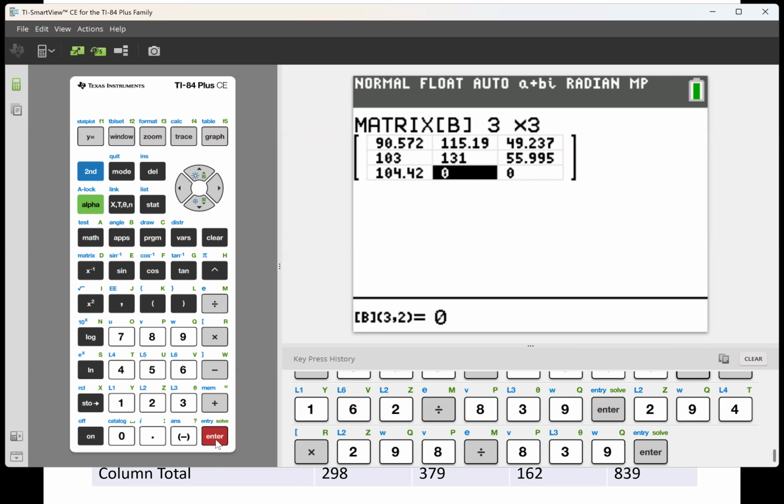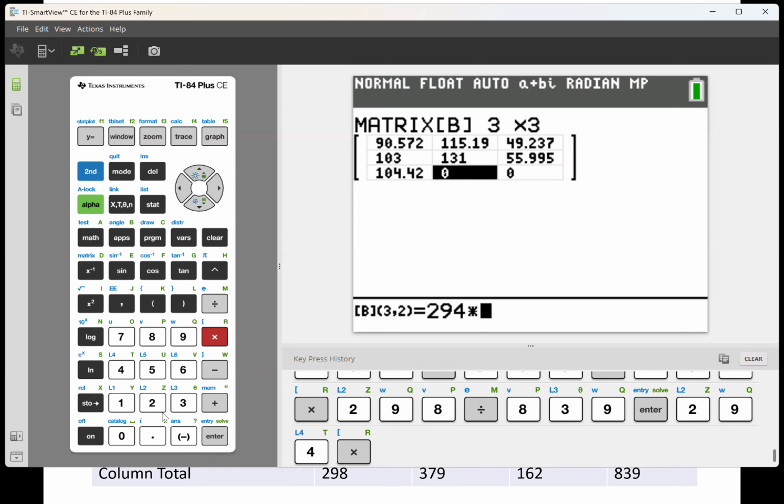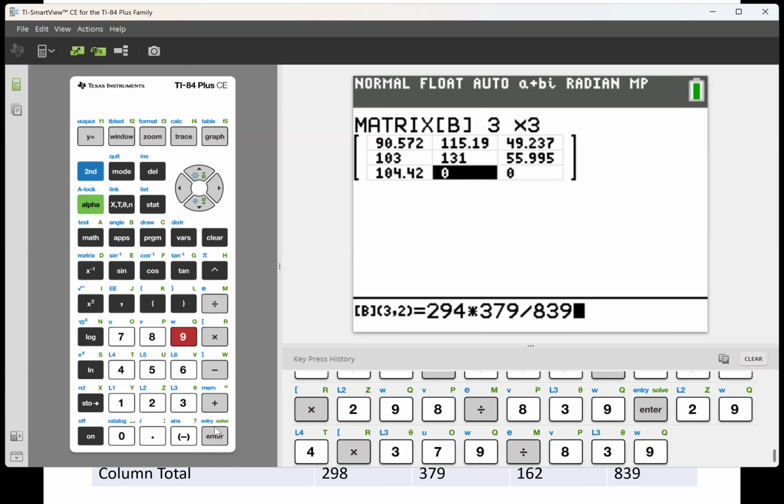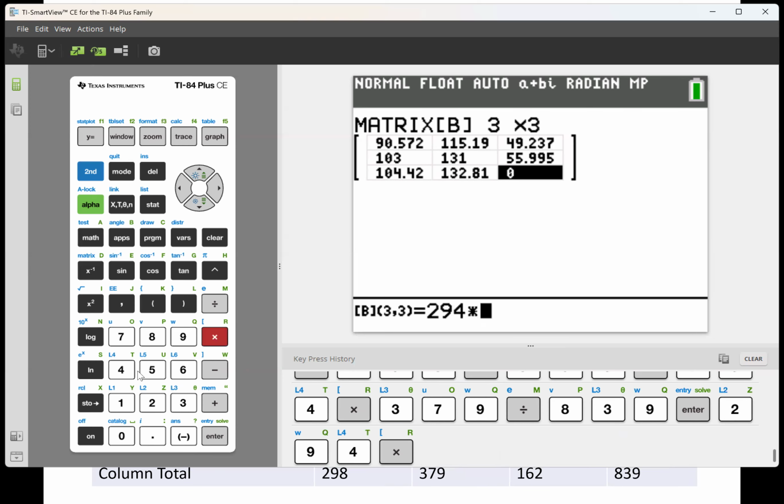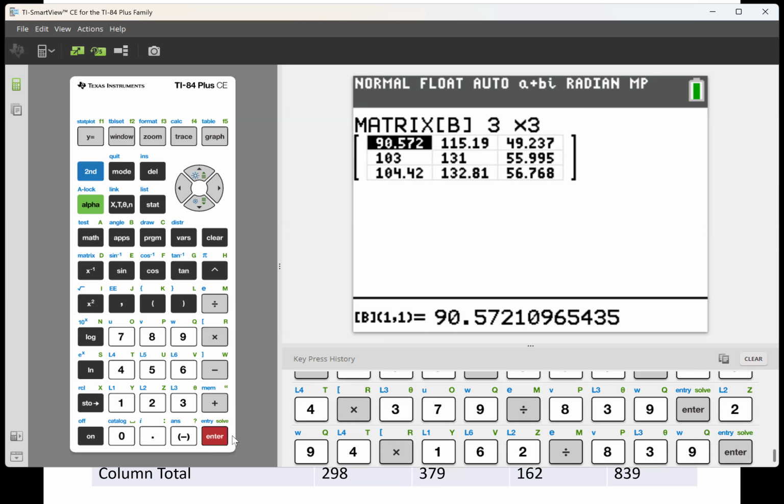Then we had 294, the row total, times the column total of 379, divided by 839. And then last but not least, 294, the row total, times the column total of 162, divided by the total. All right, I'm going to make sure real quick that I did all those calculations correctly. It looks good.